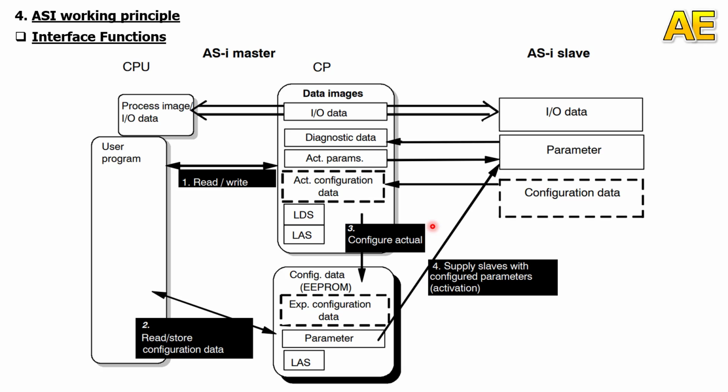And the final function is supply the slave with the configure parameter. Configure parameter are transferred from the non-volatile area of the CP to the slave. With the diagnostic compliance slave, diagnostics data is also read from the slave when parameters are read. So it's done for the ASI network introduction. Next, I will show you how to program for an ASI network.